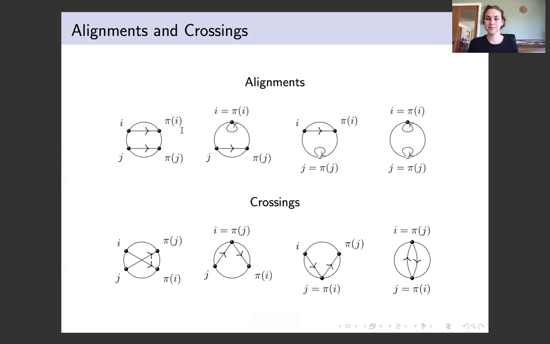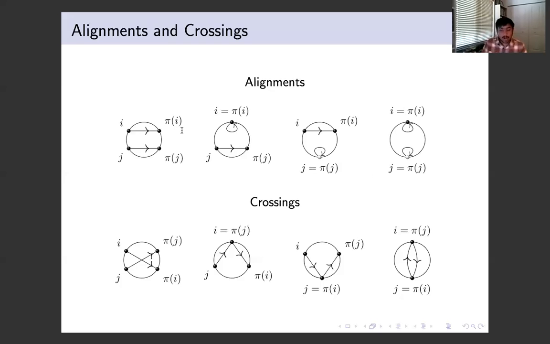Now to talk about the cover relations of the circular Bruhat order, we have to talk about these things called alignments and crossings. For now, just focus on the leftmost column. An alignment is essentially a pair of non-crossing arrows, which are not necessarily parallel, but they point in the same direction. And a crossing is a pair of crossing arrows.